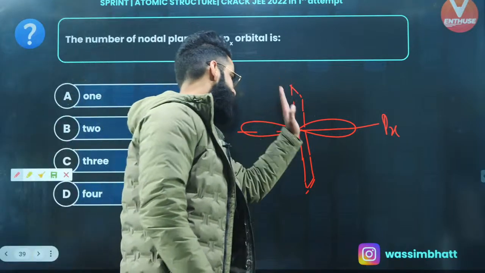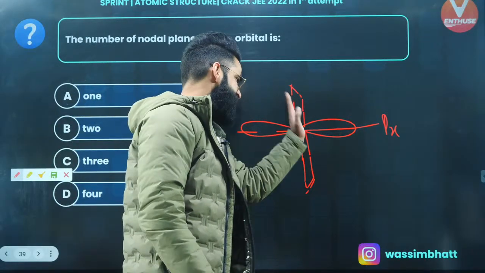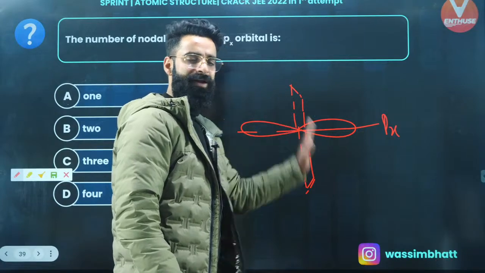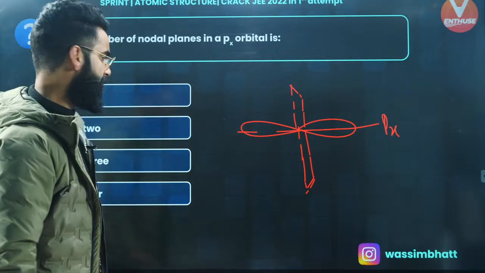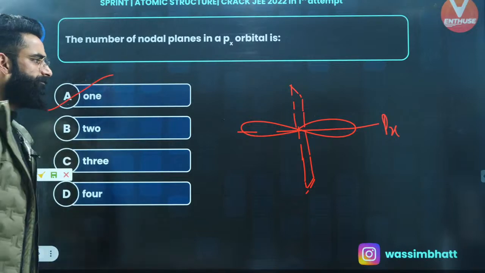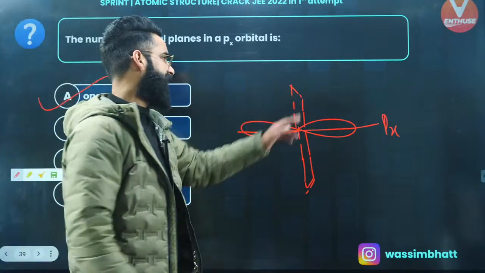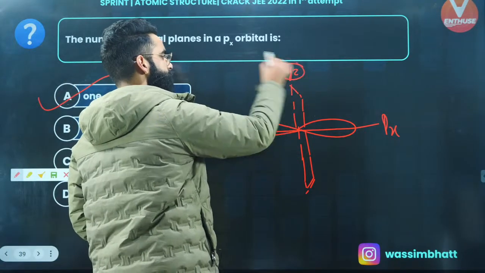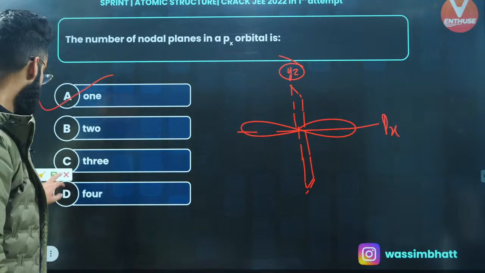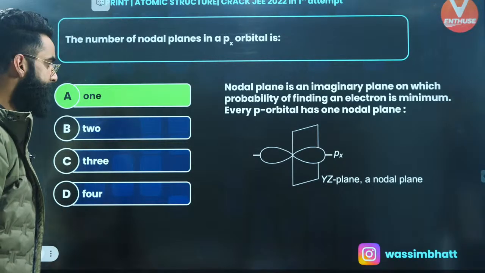Basically, there is a plane cutting this orbital in such a way that on this plane, there will be no electron density, and that plane is the nodal plane. So there is one nodal plane in case of px orbital. Perfect, right? And this nodal plane lies in yz plane. Yeah? Perfect.